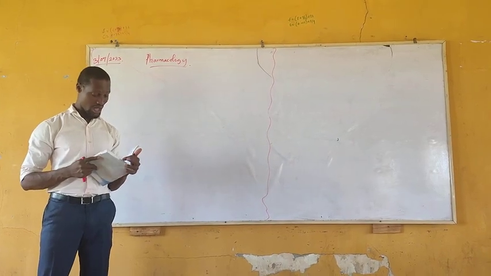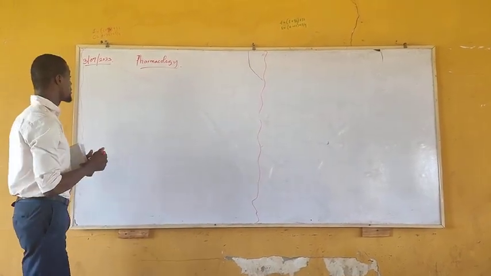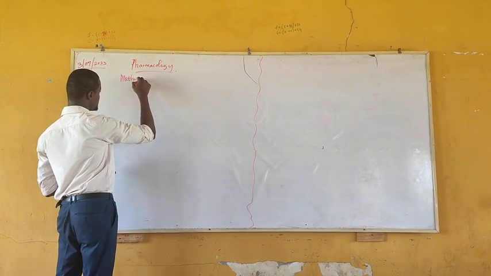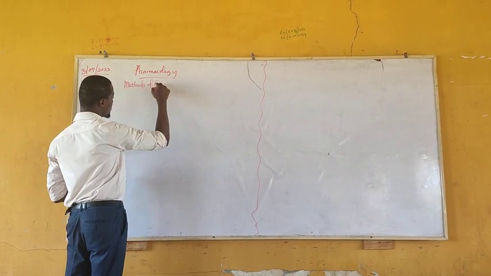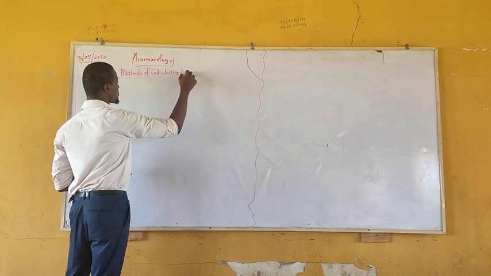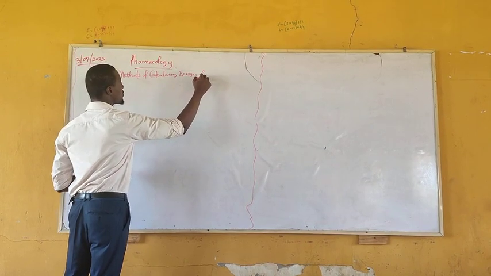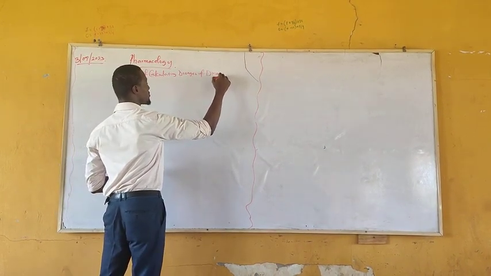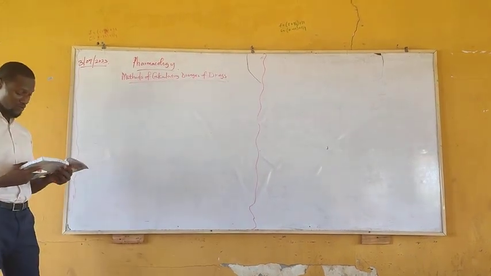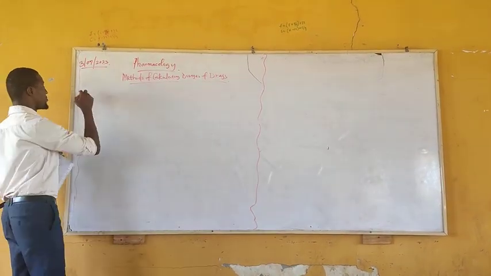Let's run over the methods of calculating dosages of drugs. Maybe I'll have some of us come and do it. So if you have your Mustafa with you, you can open it. So the first one is A.